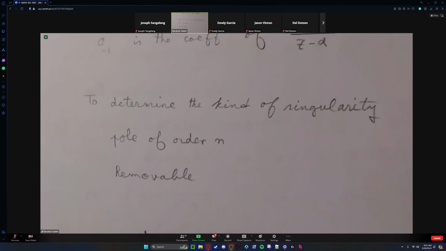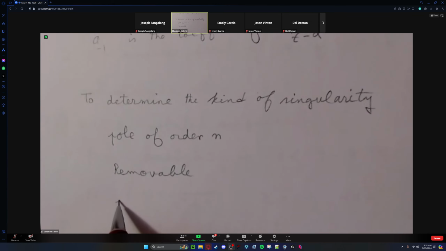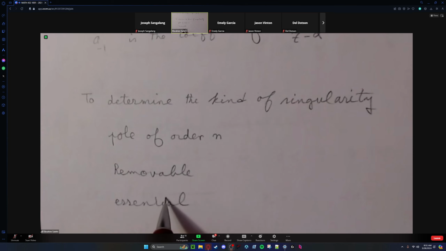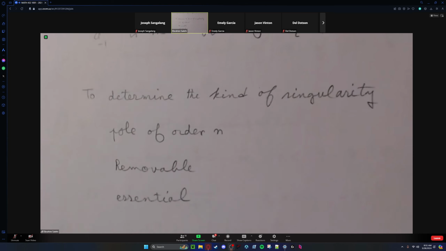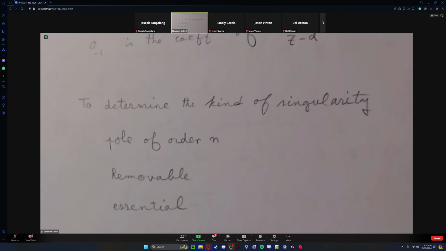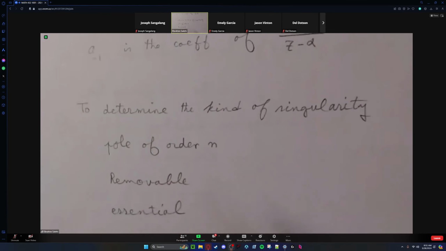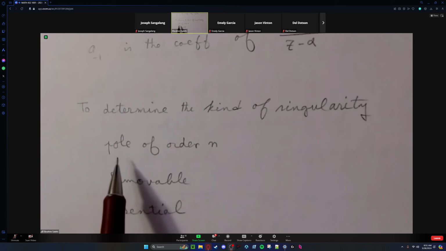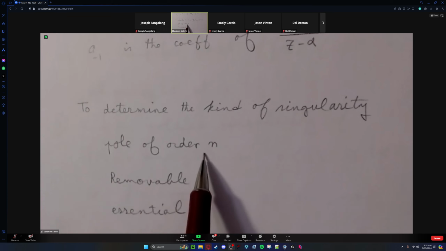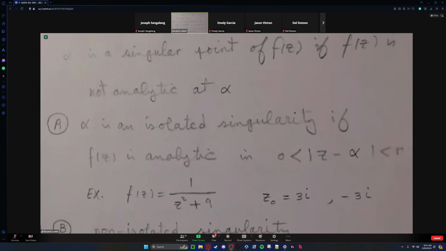Or is it an essential singularity, which means we have infinitely many powers of z minus alpha. So two main advantages. And as soon as we notice what kind of pole it is, we can then go ahead and find the residue and so forth. All right.